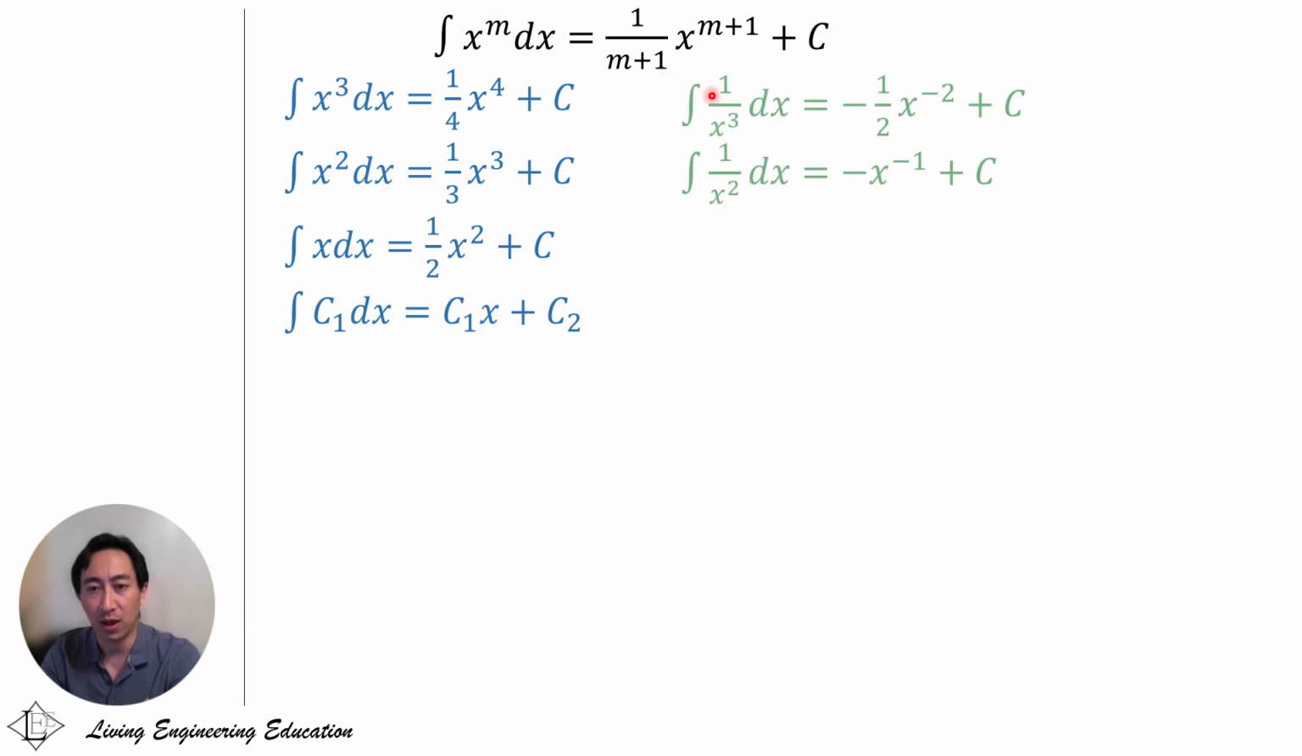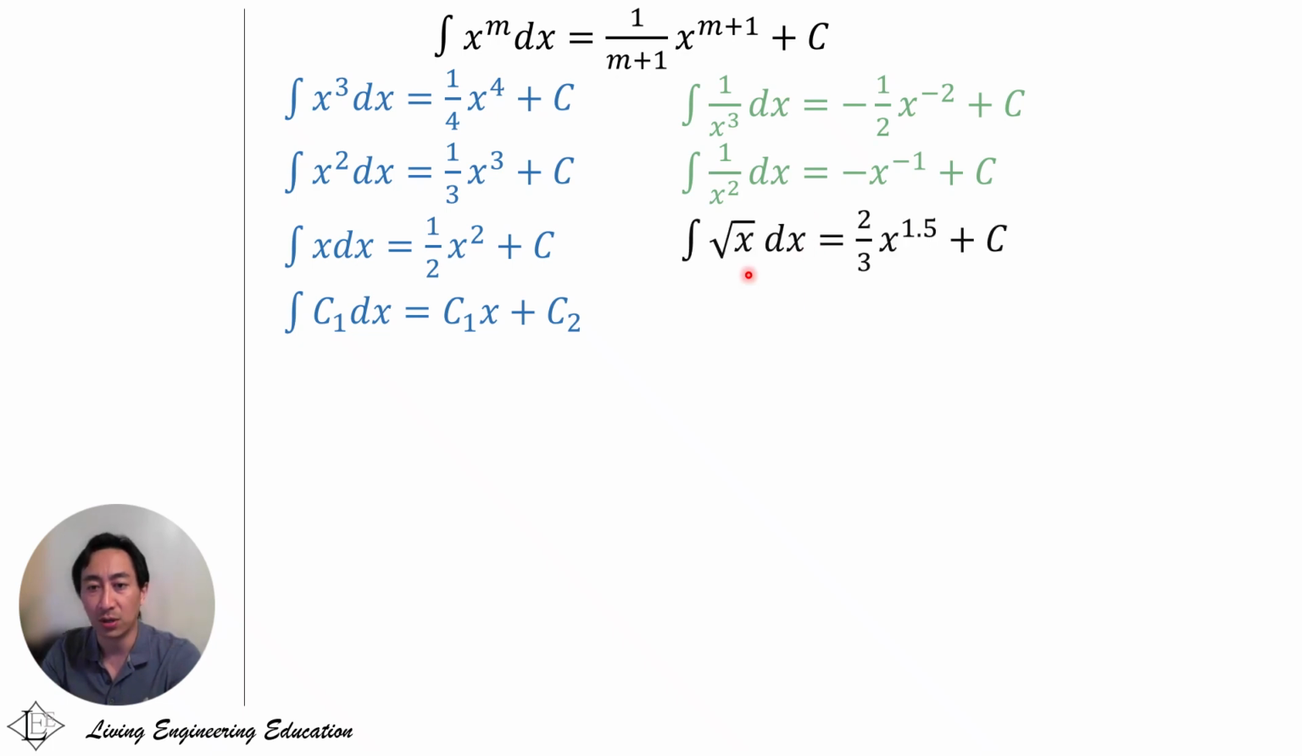We know that if we have 1 over x cubed, this is basically saying n is equal to -3. We would get negative 1/2 x to the negative 2, or 1 over x squared. If we have 1 over x squared, this is basically saying n is equal to -2. In this case, we'll get -1 x to the negative 1, right? 1 over -2 plus 1 will give us -1 right there. And then x to the power -2 plus 1 will give us x to the negative 1, or 1 over x.